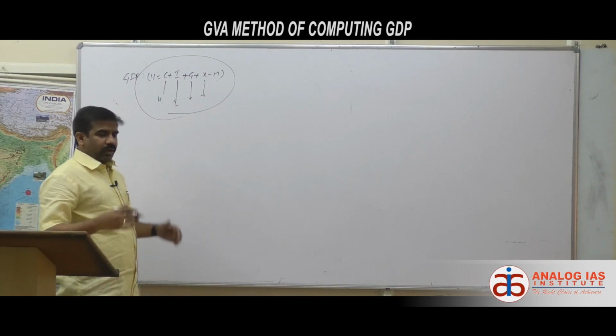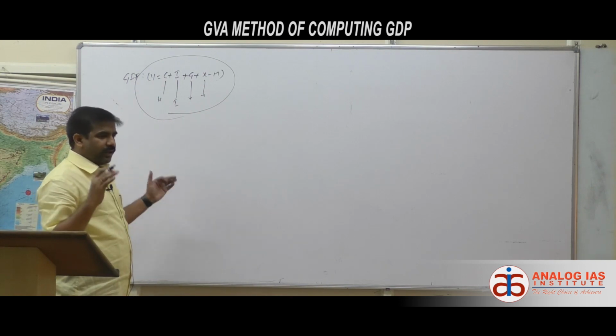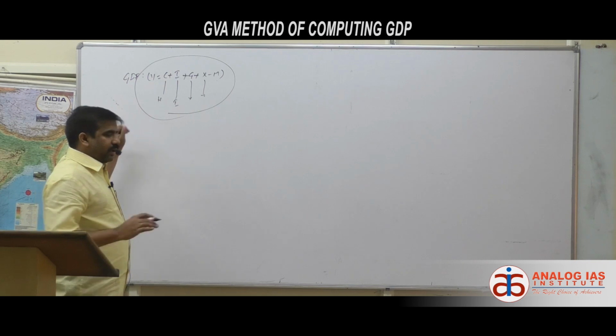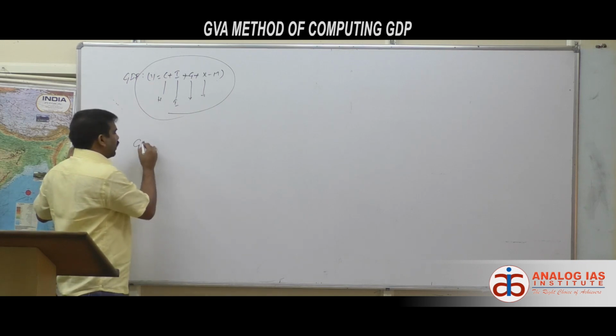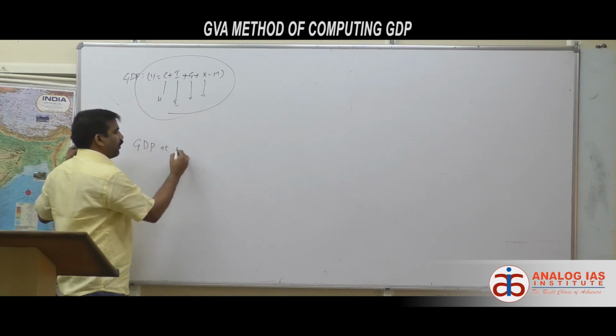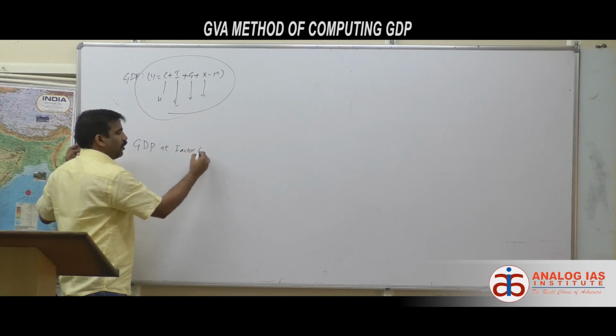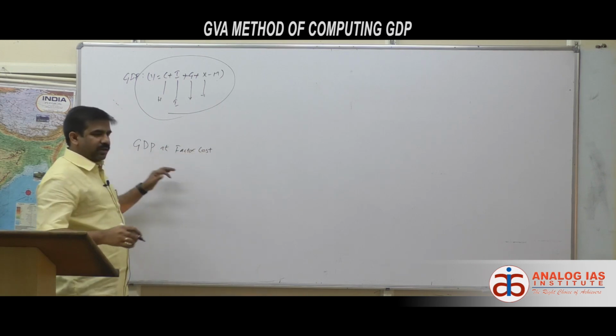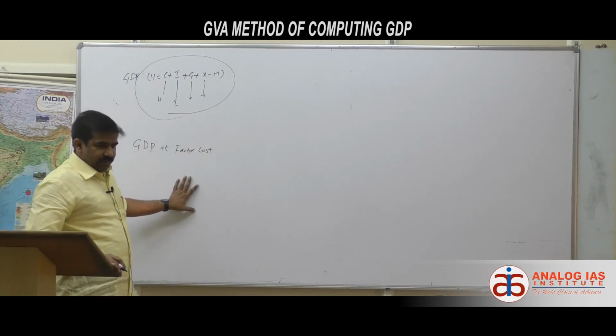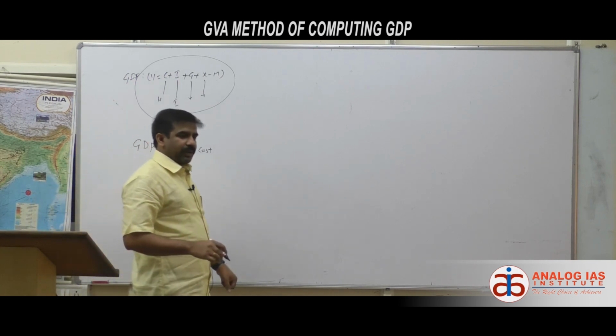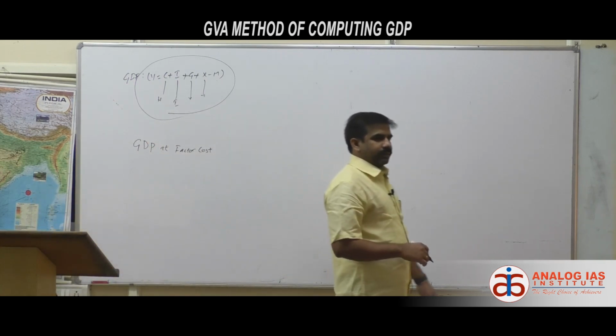Okay, so the procedure in India when it comes to GDP is, we in India used to calculate GDP at factor cost. So now you are clear with the difference between factor cost and market price. This is how we used to calculate GDP, okay, until 2015.